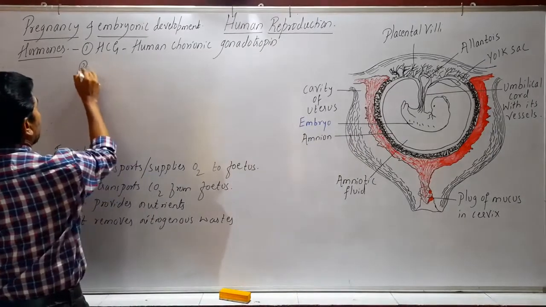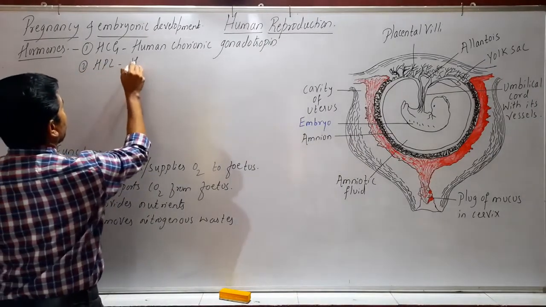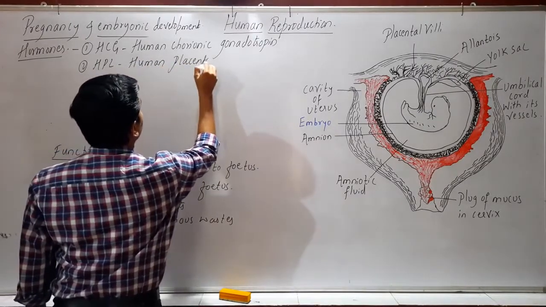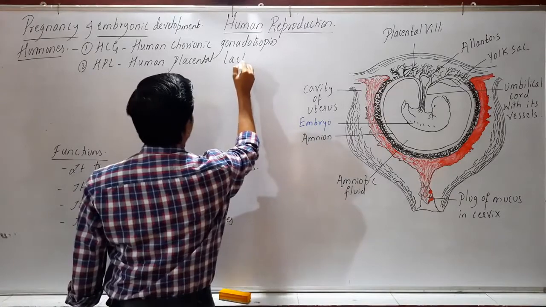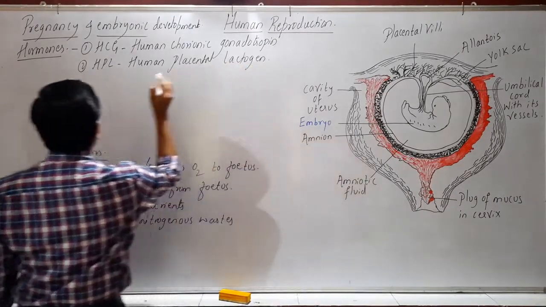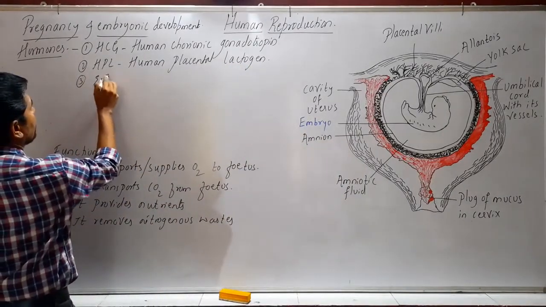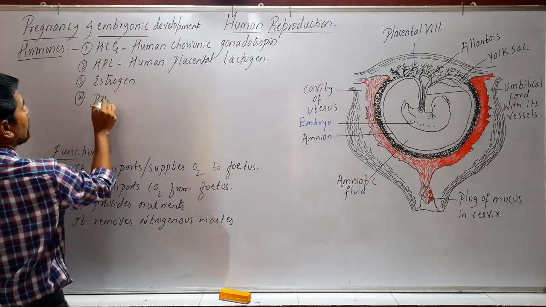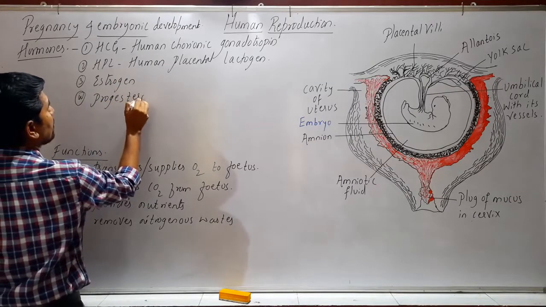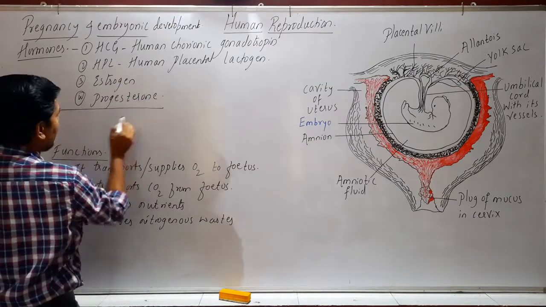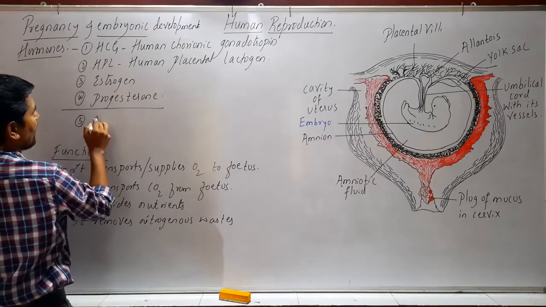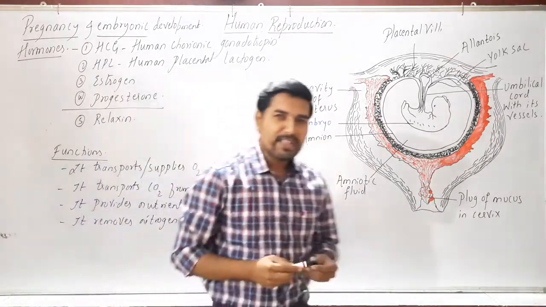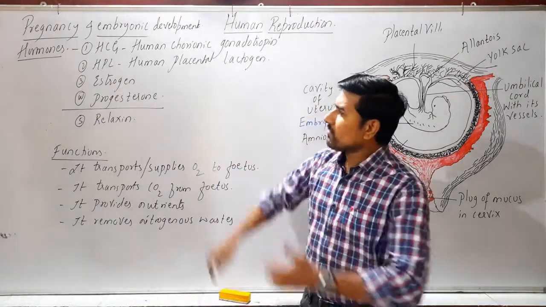Then the second one is HPL, human placental lactogen. Then the third one is estrogen, then progesterone, and even in the later cases, one more hormone called relaxin is also produced by the placenta. We call them the hormones of the placenta.